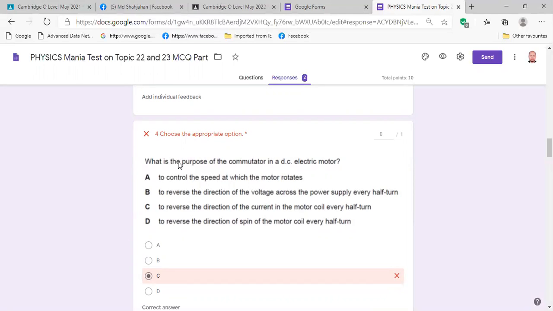Okay, how we are getting that? Is it clear? So our target is to reverse the direction of spin of the motor coil every half turn, because the motor is rotating, right? Yes, sir. And our target is to get the continuation of the rotation, isn't it? Yes, sir. And that is done by reversing the direction of the current every half turn.